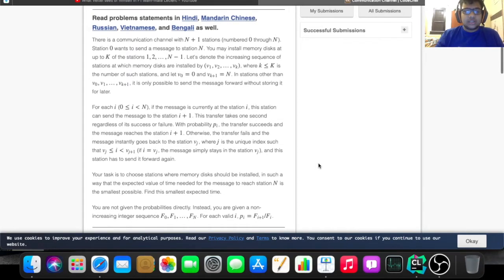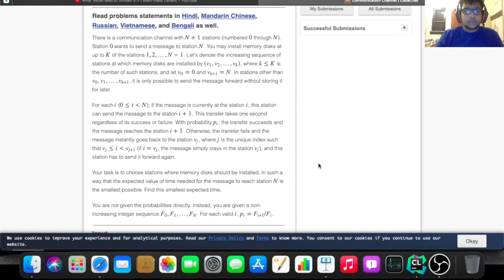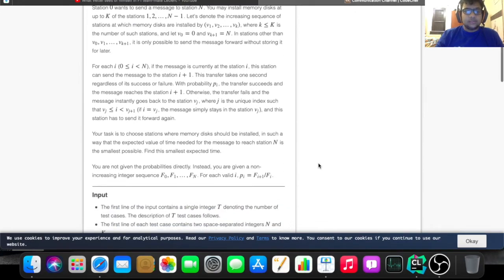Now, in stations that don't have a memory disk, it's only possible to send the message forward without storing it for later. Let's see what this means. So, for each I between 0 and n minus 1, if the message is currently at station I, then the station can send the message to station I plus 1. So the stations are connected in a chain where 0 is connected to 1, 1 is connected to 2, and so on and so forth. Now, this transfer between adjacent stations takes 1 second.